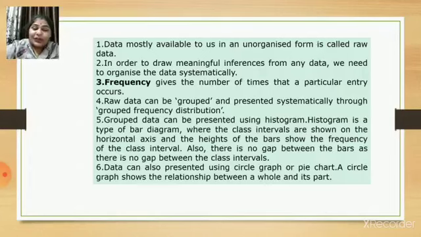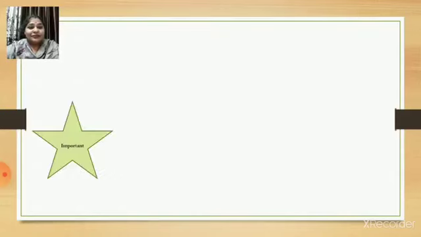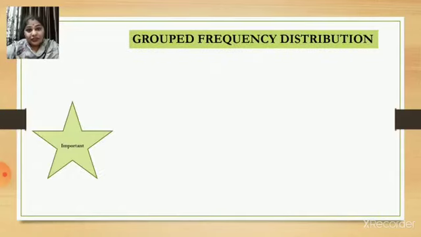Data can also be presented using a circle graph or pie chart. A circle graph shows the relationship between a whole and its parts. So these are a few important points which we have already learned in the chapter, that is data handling. One by one, let's revise the important topics, children. The first one which we are going to see today is grouped frequency distribution.